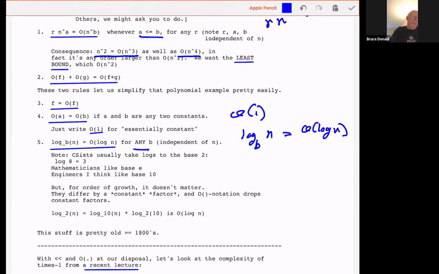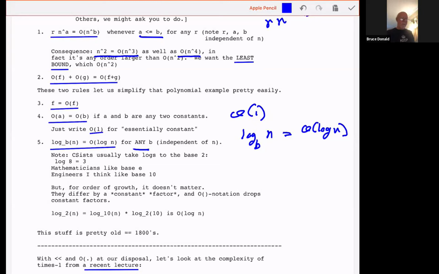Why do we do that? Why is it independent? Different fields, different parts of mathematics use different bases. Computer scientists, of course, like to take logs base 2, like log 8 is 3 and so forth. I think mathematicians in my department like base e a lot. Engineers probably like base 10. But for order of growth, it doesn't matter at all, and they differ just by a constant. And we'll prove this at the end, or at least maybe in recitation.